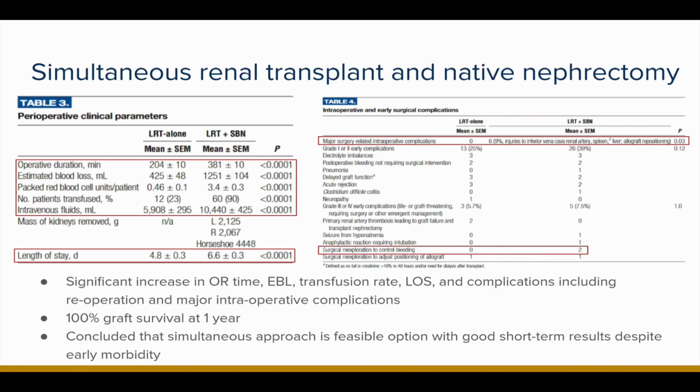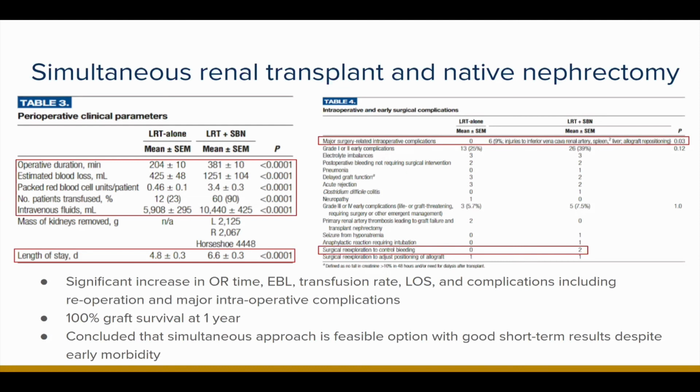And that, as we know, increased transfusion rates in these patients can cause sensitization and make it more difficult for them to match kidneys in the future if they require a second transplant. So these are considerable morbidities. They also found that the length of stay for the simultaneous procedure was longer than for those who had living renal transplant alone. And as you can see here on the right, there were also significant intraoperative complications for the simultaneous procedure, with IVC and renal artery injuries, splenic injuries, and liver injuries being present.